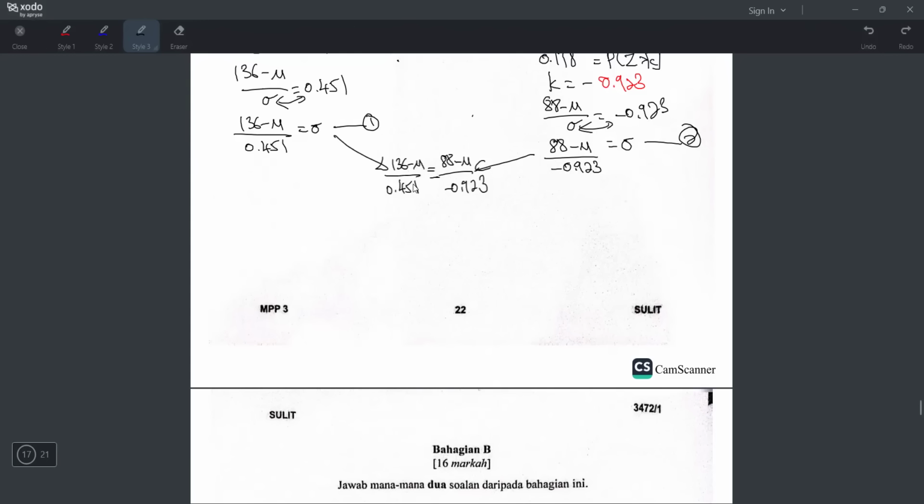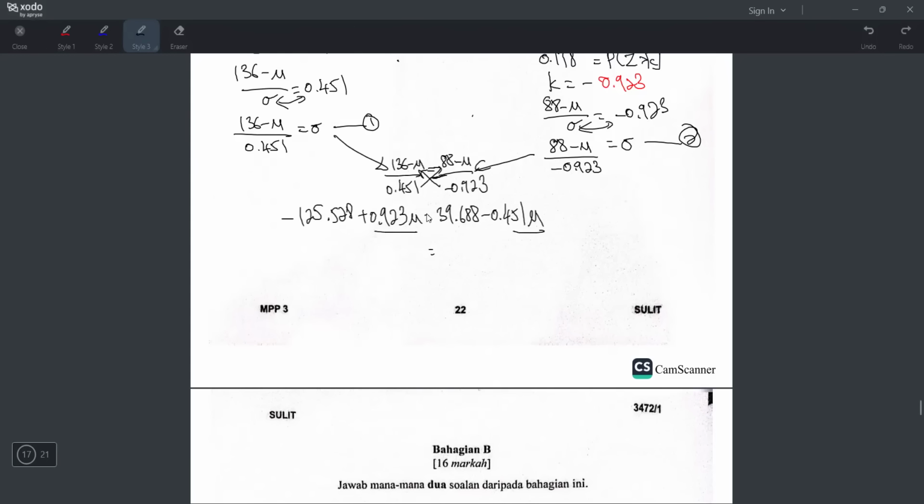Okay, now you can cross multiply. Darab silang. Because it's a fraction, you want to get rid of the fraction, so just cross multiply like that. So negative 0.923 times 136. So you get negative, okay, let me press, negative 125.528. And then continue. Negative 0.923 times negative mean, that's going to be positive 0.923 mean equals 88 times 0.451. So this one is 39.688. Okay. And then 0.451 times negative mean, so negative 0.451 mean.